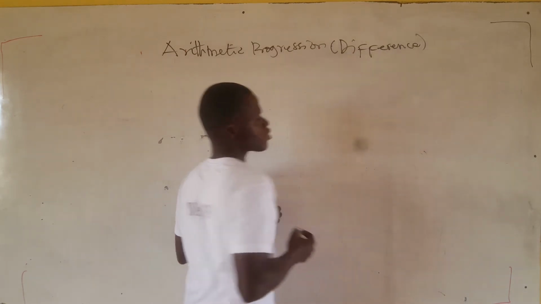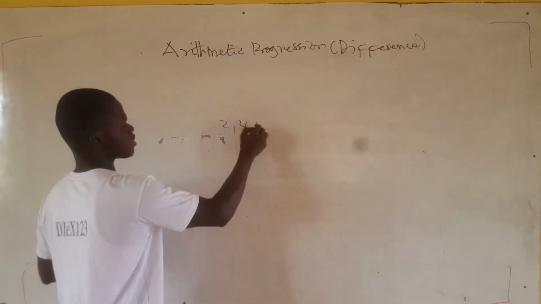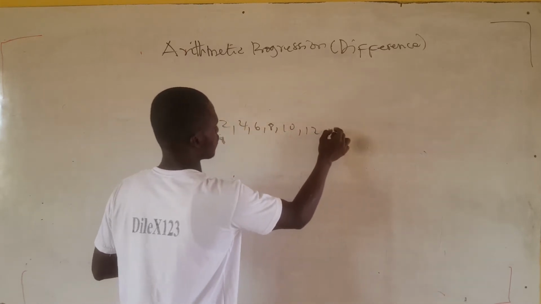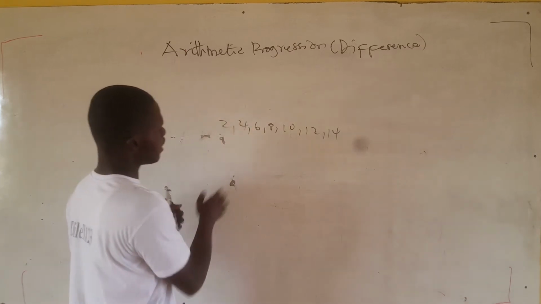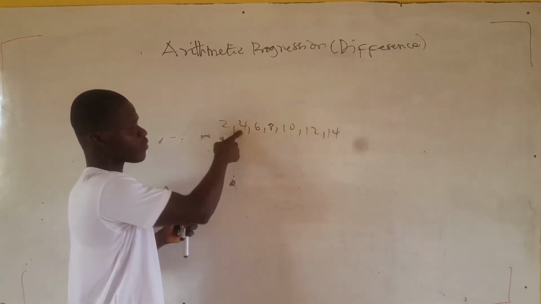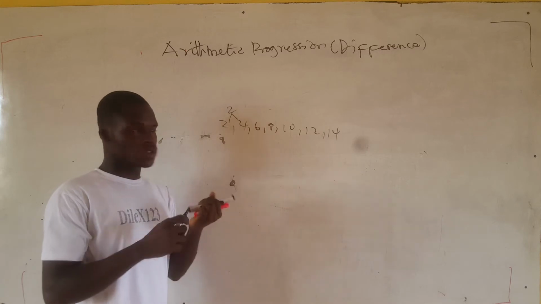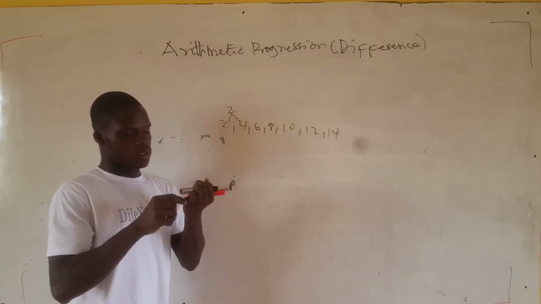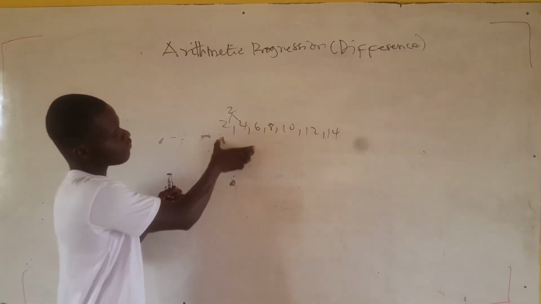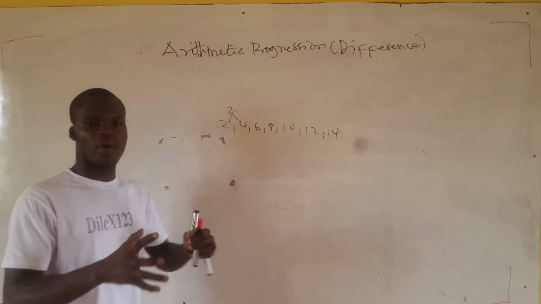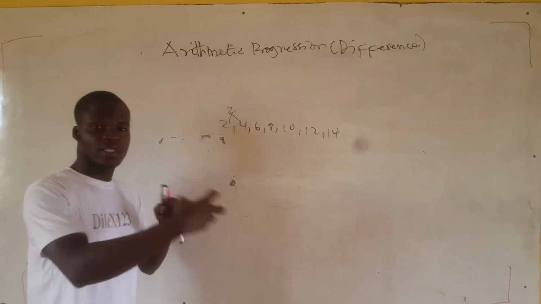Okay? So whenever you have several numbers, maybe 2, 4, 6, 8, 10, 12, there's always a relationship between the numbers. So when you look at this, you see that whenever you subtract 2 from 4, the answer you get is 2. When you subtract 4 from 6, you get 2. When you subtract 10 from 12, you get 2. So when it happens like this, there's a relationship between the numbers. And when the difference between the numbers are the same like this, you say they form an arithmetic progression. So arithmetic progression deals with differences between the numbers.